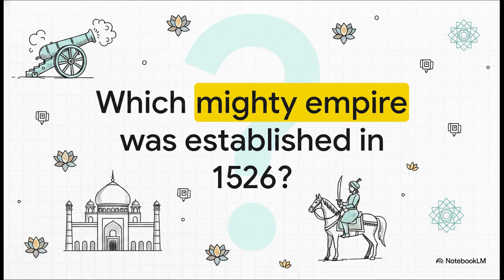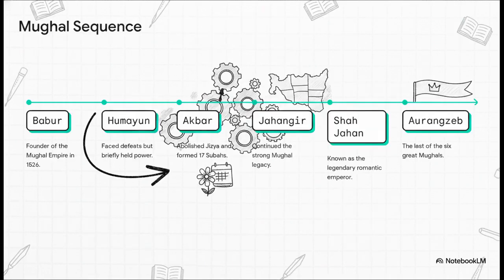Which mighty empire was established in India following this explosive battle in 1526? Think about it. That's right, it was the dawn of the magnificent Mughal Empire. Let's see how this empire builds across generations. Memorizing the first 6 great Mughals in order is essential for your exams.